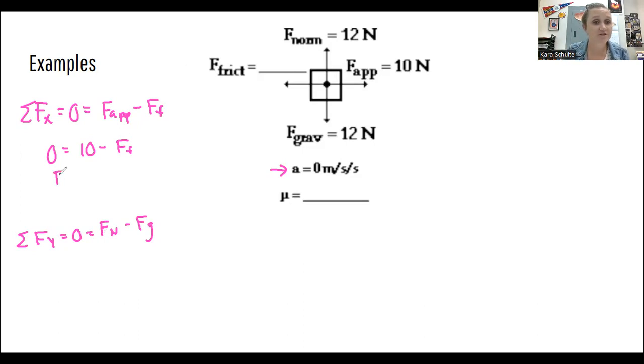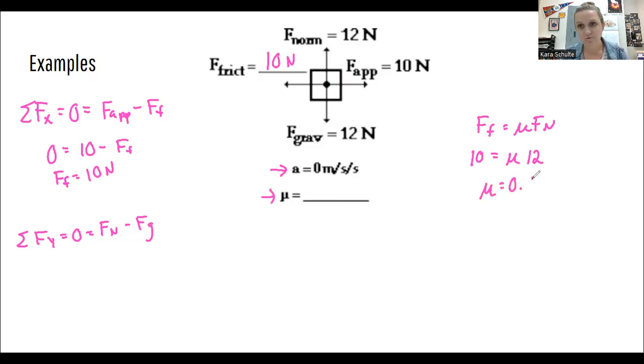Now we get force friction is equal to 10 newtons. So that's what this one is. It's 10 newtons. However, we need to solve for our coefficient of friction. Now we know that force friction is equal to mu Fn. So if I know friction is 10, I don't know what my coefficient of friction, mu, is, and I know force normal is 12, I'm just going to divide 10 by 12. And I get a coefficient of friction of 0.83. There's no unit with this because it's a ratio.